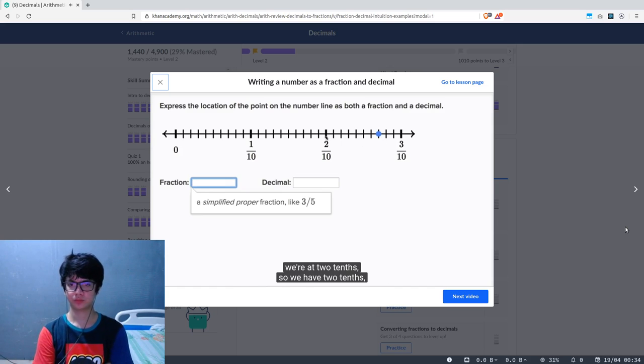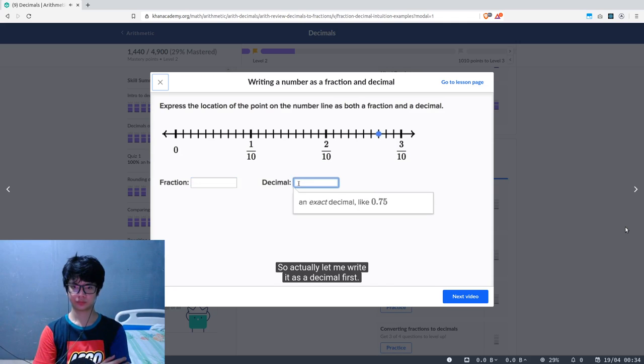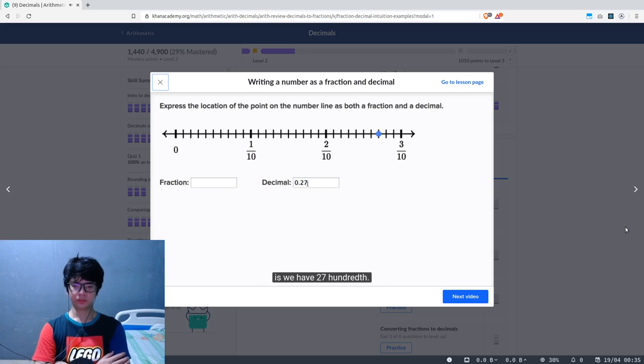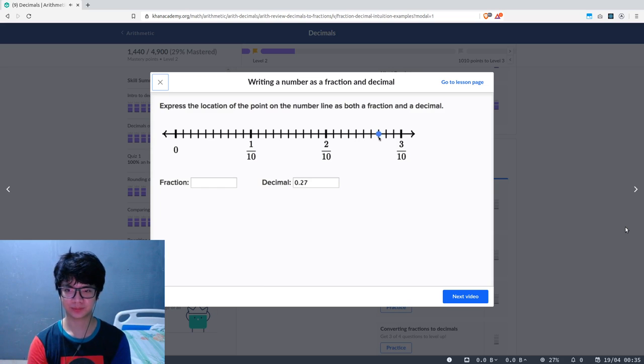So one way you could view this is we're at 2/10, and then we're going to have 1, 2, 3, 4, 5, 6, 7/100. So we could view this point as 2/10 and 7/100. Actually, let me write it as a decimal first. So we have 2/10, and we have 7/100. Now another way to think about this is we have 27/100. You can count them. Remember, each of these is 1/100. So 0, 1, 2, 3, ... 26, 27, 27/100.